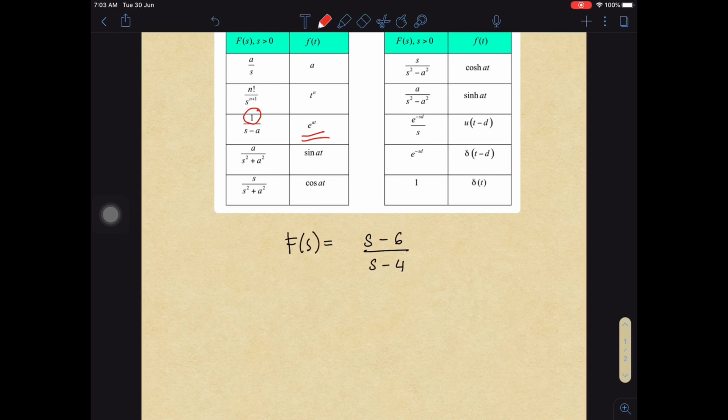So we can use the first shift theorem. Okay, so if you want to use the first shift theorem, the constant together with s must be the same in the denominator and in the numerator.